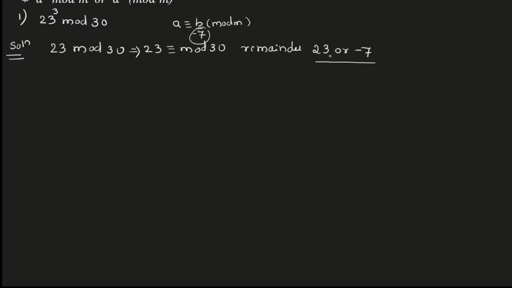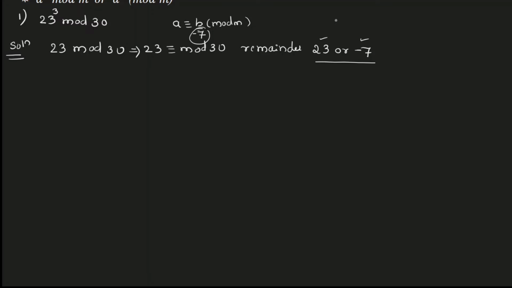You can take positive or negative values, but at the last, whenever you write the answer, remember you have to take it as a positive. If we get a negative, we have to convert it to positive. We'll show you how to convert that negative value to positive. Now among these two, either 23 is a remainder or minus 7 is a remainder. You have to choose the smaller one. I will choose minus 7. So you can write 23, or else you can write minus 7.